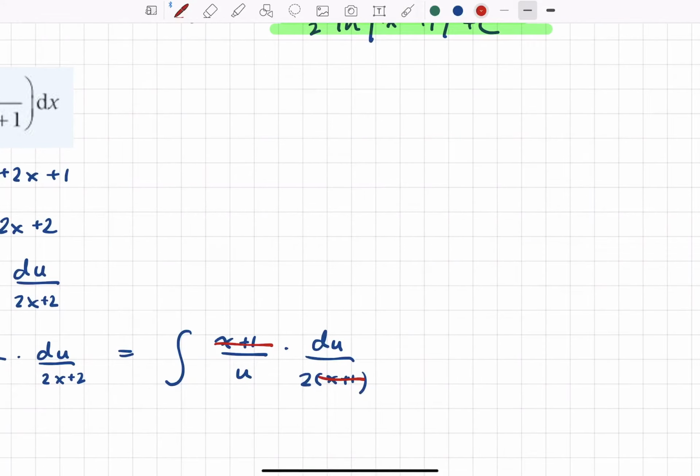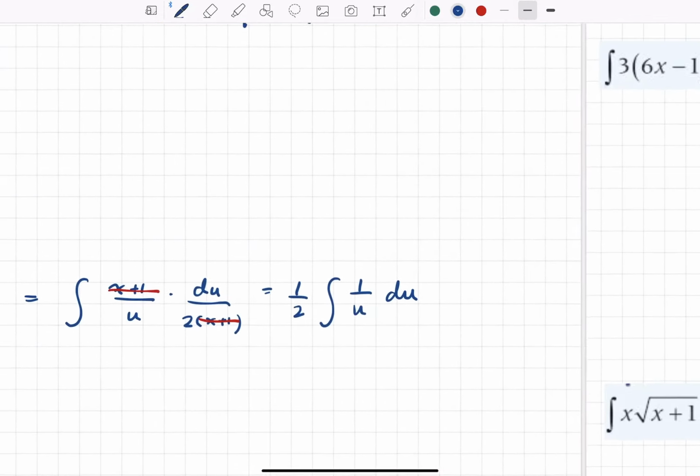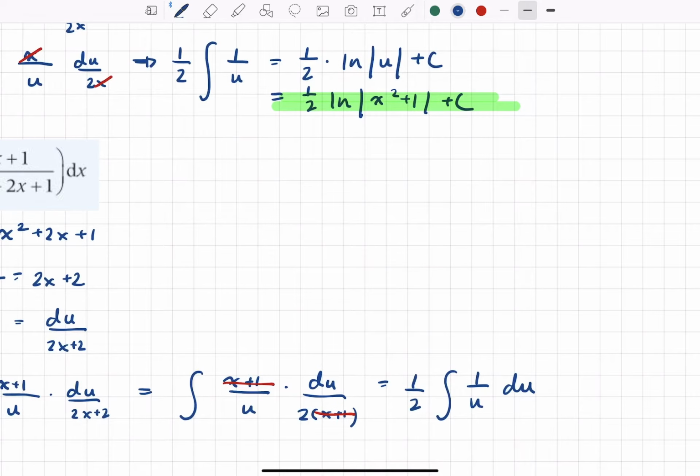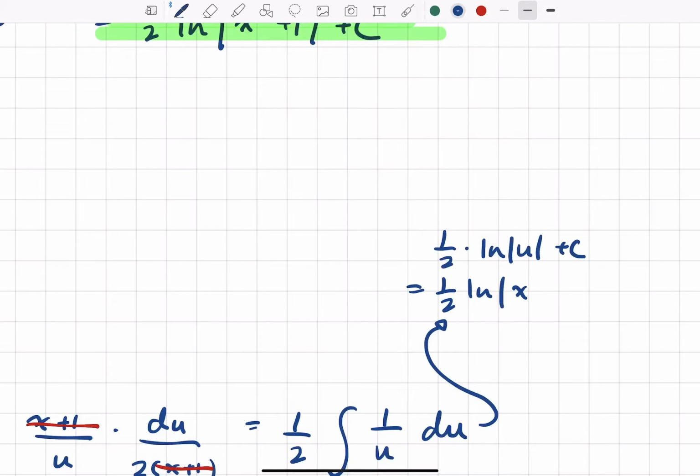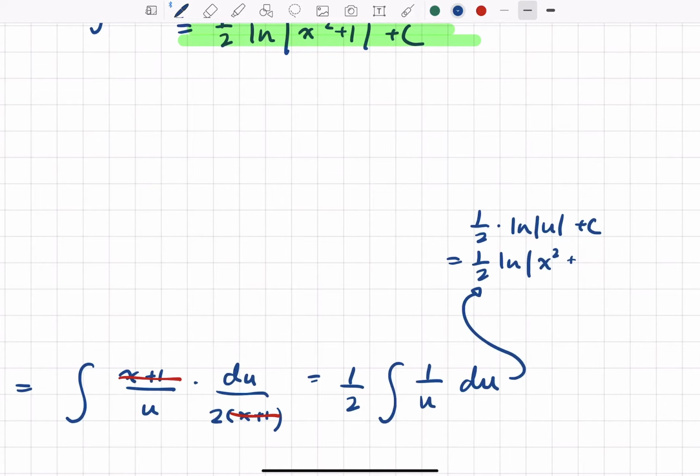Then, again, this becomes really self-explanatory. Factor out a 1/2, and we have 1 over u with respect to u. Again, this is just the natural logarithm identity. When we integrate 1 over u, we get ln u. So we have 1/2 times ln absolute u plus c. Our final answer then becomes 1/2 ln of the absolute value of x squared plus 2x plus 1, plus c. And that's our final answer.